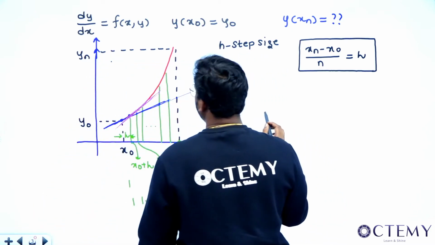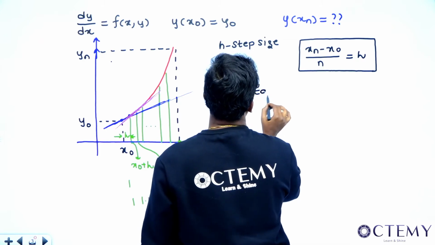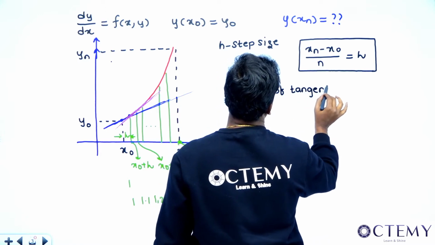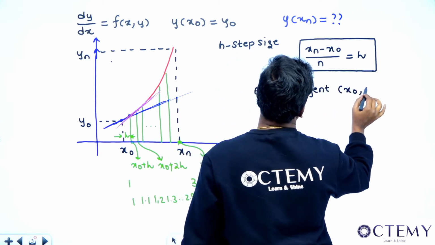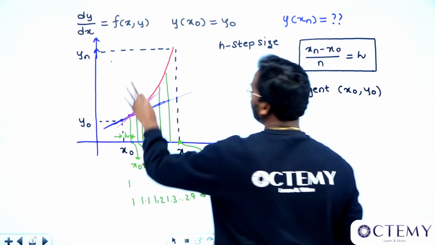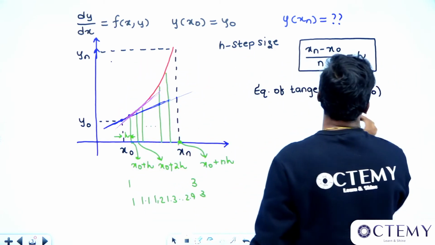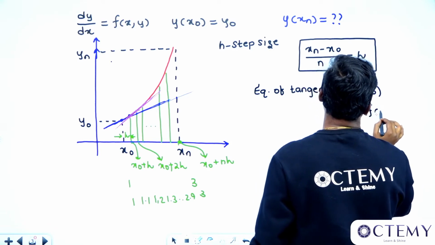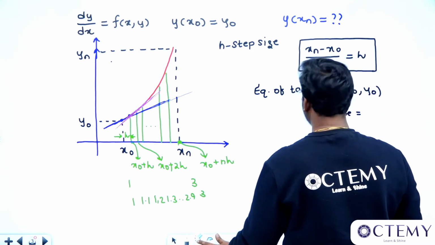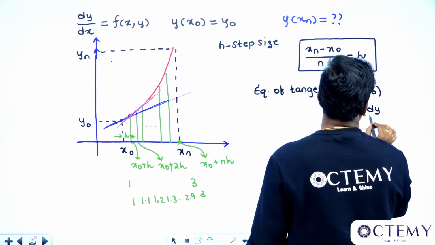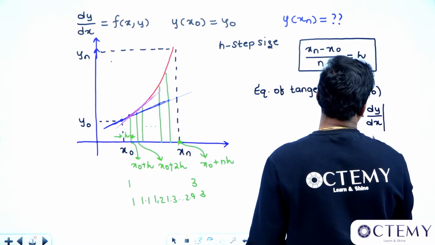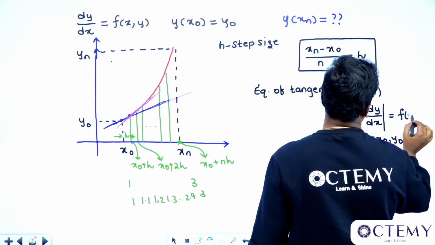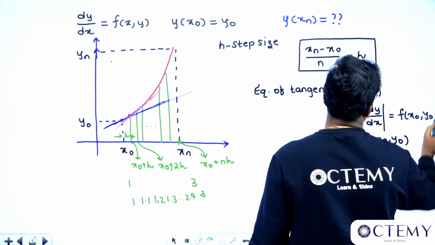I am finding the equation of tangent. At what point am I trying to find? At x naught, y naught. And do I know the slope at this point? Yes sir, you know that differentiation. So slope also is known. This is the point, and what is the slope at that point? Slope is equal to dy by dx at x naught, y naught, which is basically f of x naught, y naught, right?